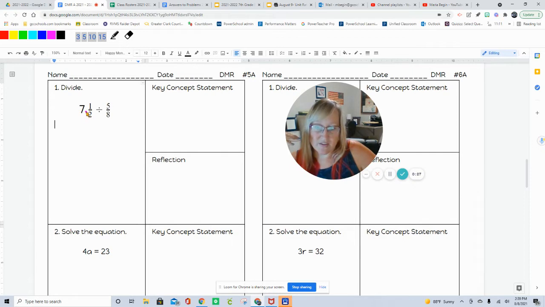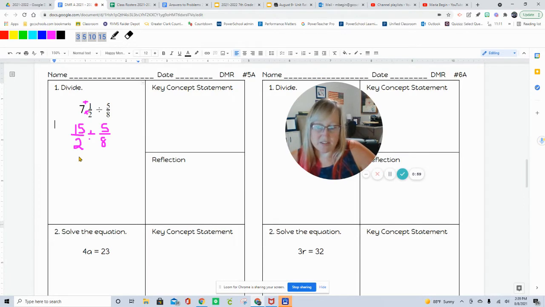So I'm going to do the 7 times 2, which is 14, plus the 1. It's like I took that 7 and I cut it into the pieces. So 7 times 2 means I have 14 halves to make the 7, plus 1. So I have 15 halves divided by 5/8. Now, 15 halves is the same as 7 1/2.